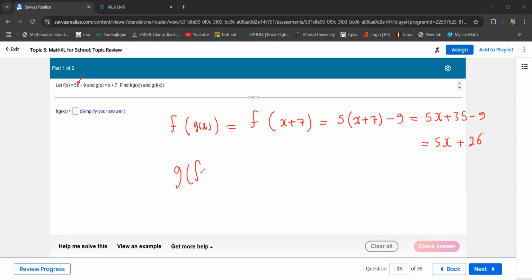Now g of f of x will be g of 5x minus 9. So we set 5x minus 9, all of it, in the place of x here. So it will be 5x minus 9 plus 7. So this is 5x minus 2. How easy math is, how easy that chapter is.